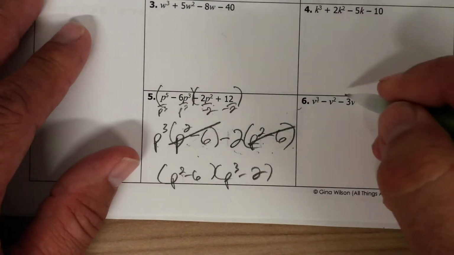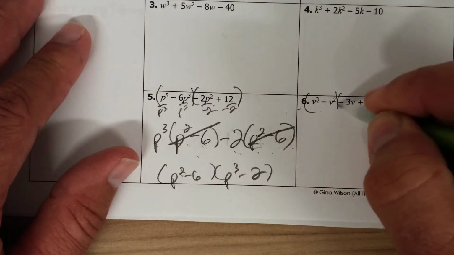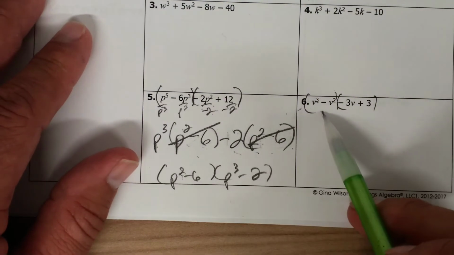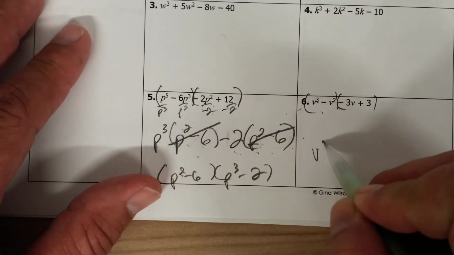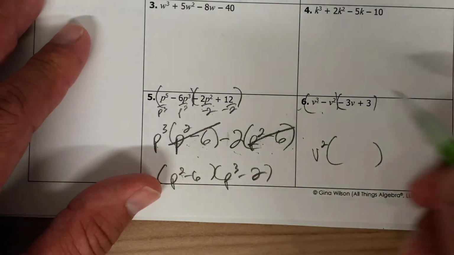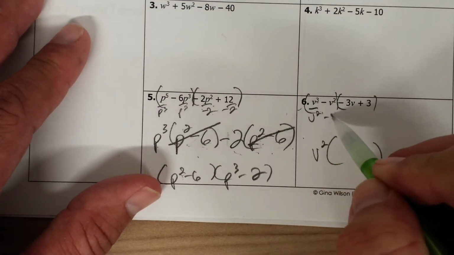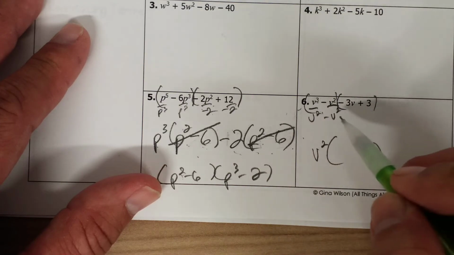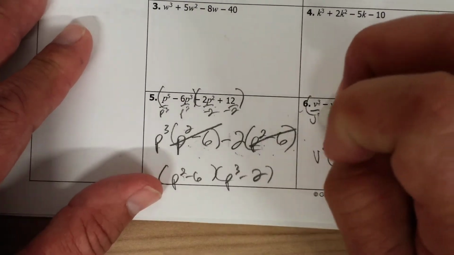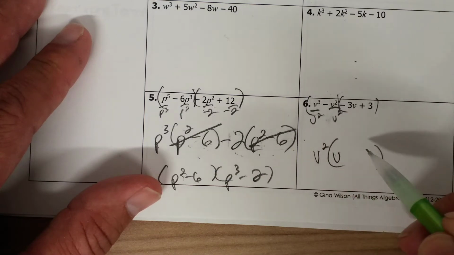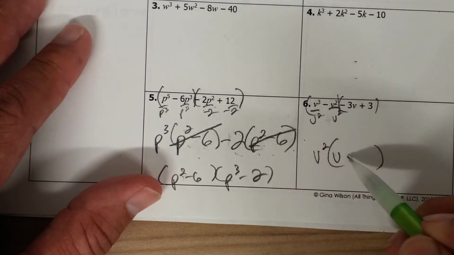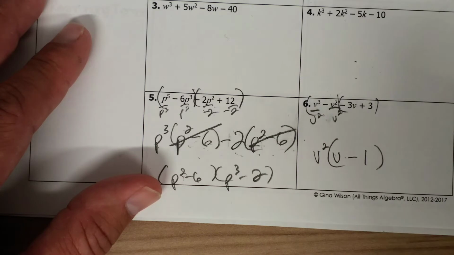Let's look at one more. Number 6. 4 terms. Group the first 2, group the last 2. The GCF here out of v to the third and v to the second is just v to the second. So I'm going to divide out a v to the second. That would give me v to the third over v to the second. This one would leave me with just v. V to the second over v to the second would be negative 1.